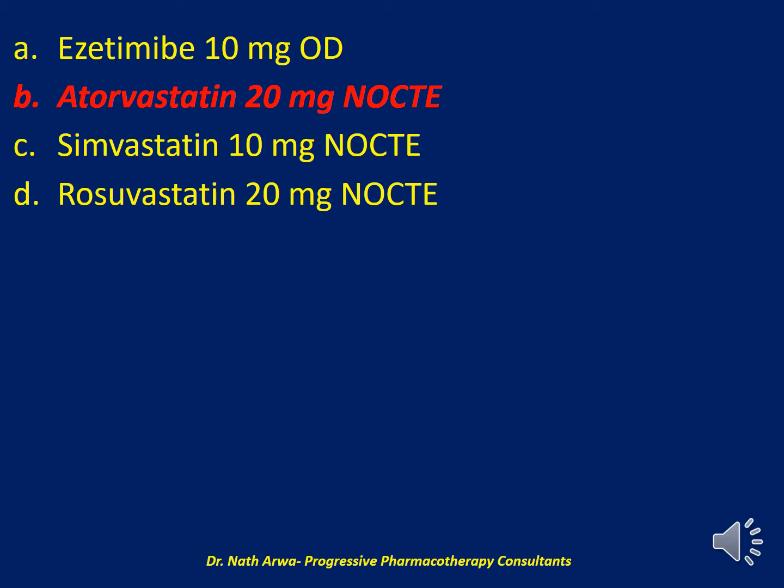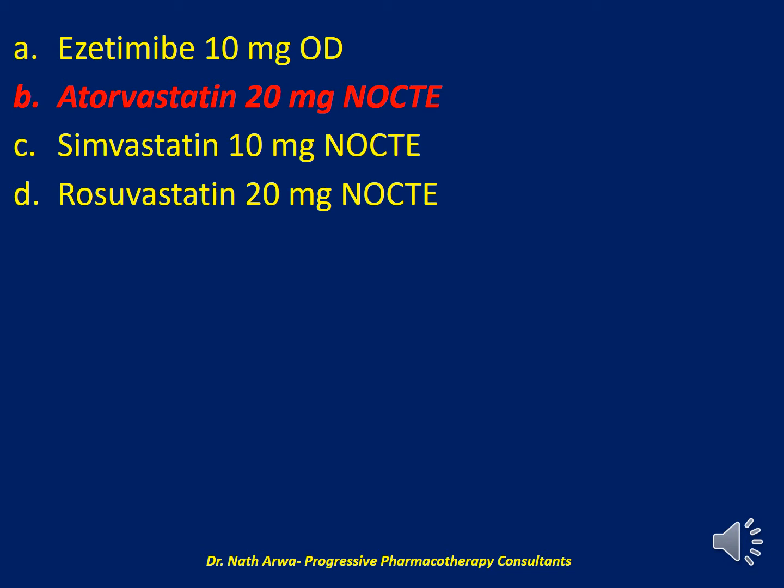Option C, simvastatin 10 milligrams, is what we consider a low intensity dose. Now, option D, which is 20 milligrams of rosuvastatin, is considered a high intensity dose, which is a range between 20 and 40 milligrams of rosuvastatin at bedtime. So that makes me feel B would be the correct answer.